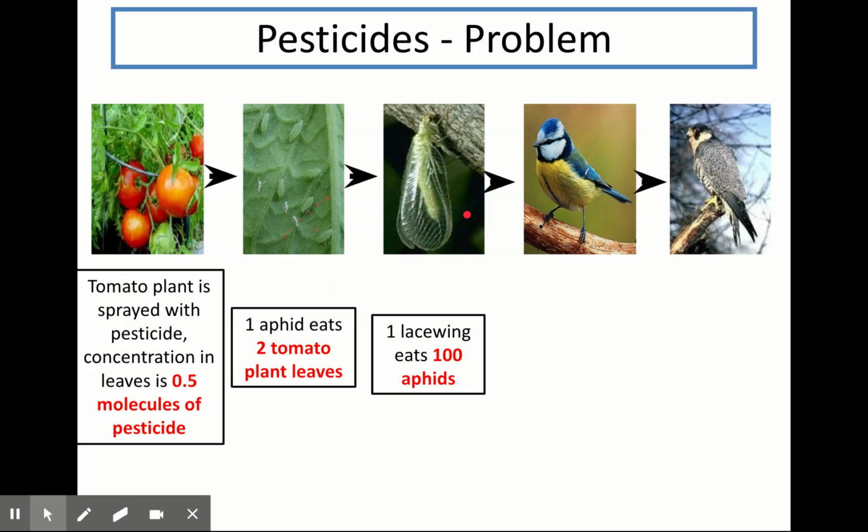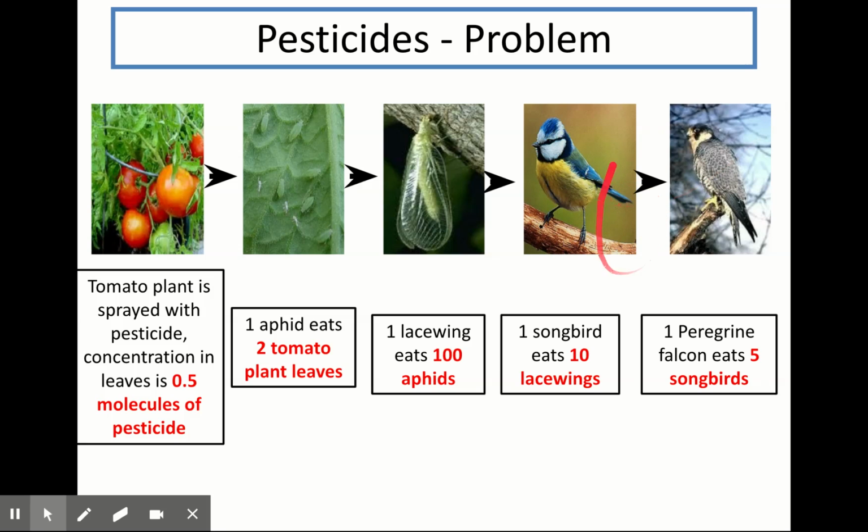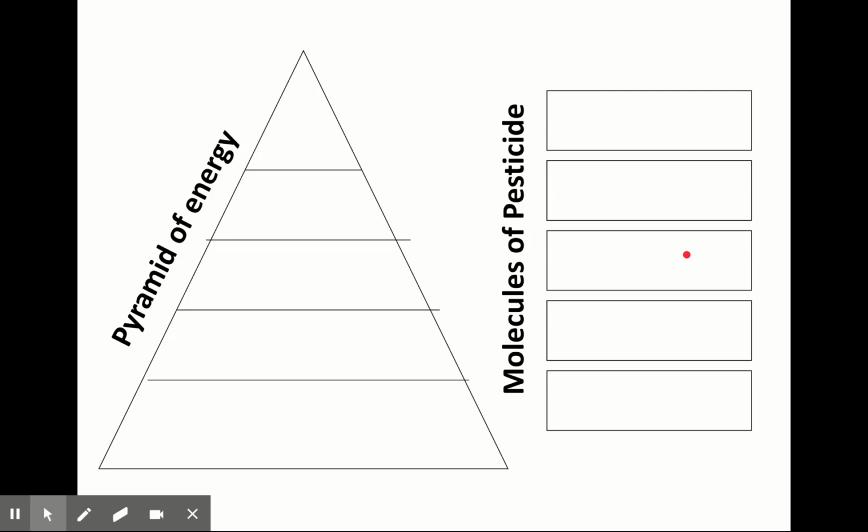Now let's imagine that a lacewing eats 100 aphids, which are fed on this tomato plant. So the single lacewing will now have 100 molecules of pesticide inside it. Then the songbird, which is the next stage up in the food chain, eats 10 lacewings, so the songbird will now have 1,000 molecules of pesticide. And finally, at the top of the food chain, we have the peregrine falcon, which eats 5 songbirds, so we'll have 5,000 molecules of pesticide.